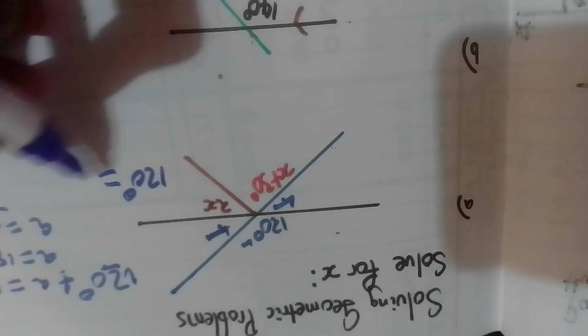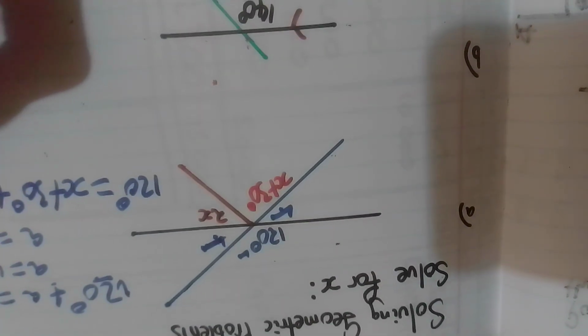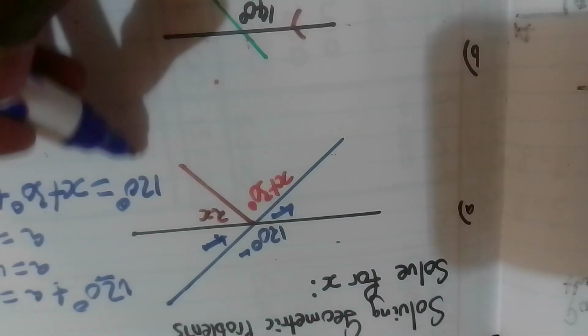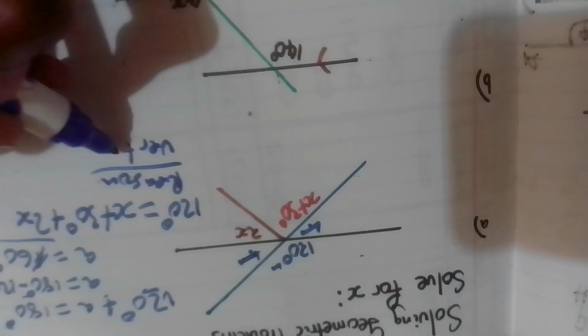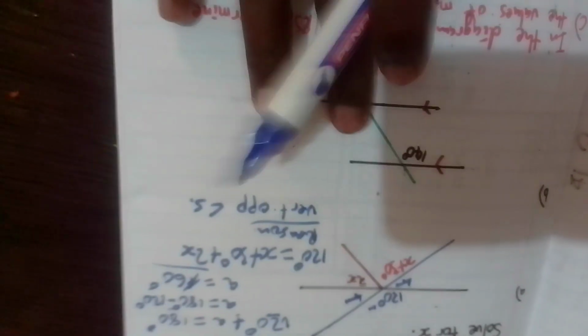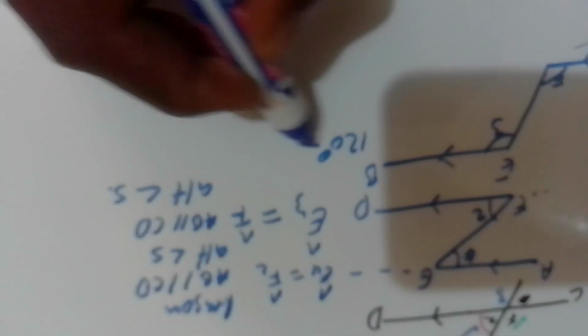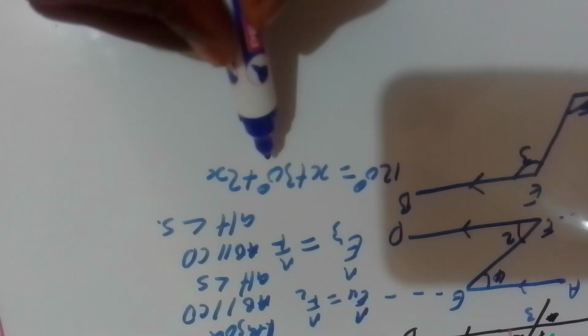So now we say 120 degrees is equal to x plus 30 degrees plus 2x, and the reason: vertically opposite angles. Now I'm going to transfer this onto the board because I do not want to spend this space. This space is reserved for this question. So I say 120 degrees is equal to x plus 30 degrees plus 2x. So I must solve for x here.